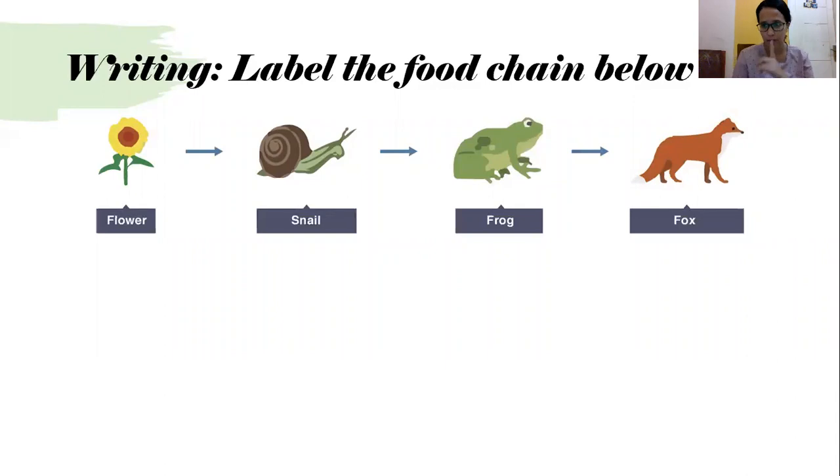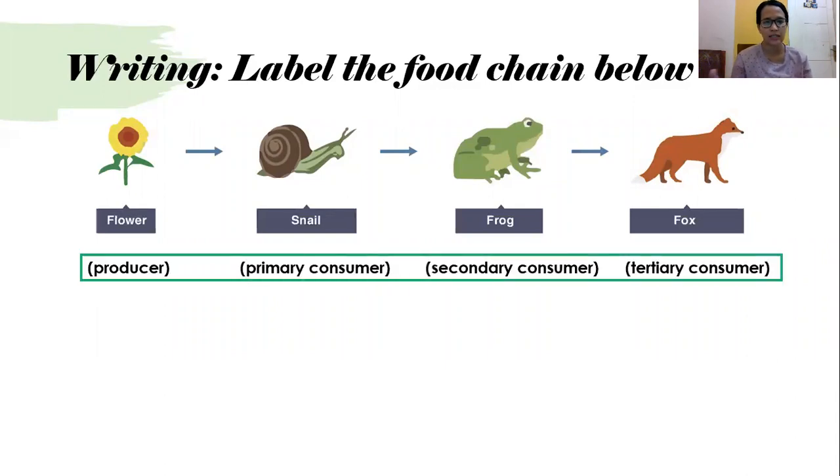Okay, let's find out one by one. So the flower here is the producer, the snail is the primary consumer. The snail eats the flower. After that, the secondary consumer is the frog. The frog will eat the snail. And then the last one, the tertiary consumer, the fox will eat the frog. Okay, this is in order.